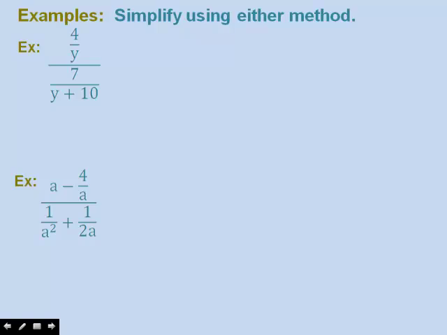This one would be an easy one to use method 1 with, because we already have only one rational expression in the numerator and one in the denominator. So if we use method 1 with this one, all that means is that we just have to invert our denominator and switch our division to multiplication. Now we have 4 times the quantity y plus 10 over 7y. And everything here is already factored and there are no factors in common. So that's our final answer for that one.